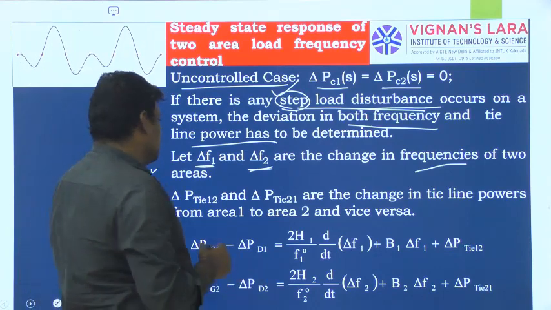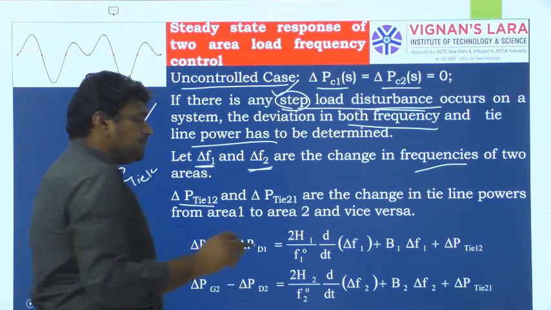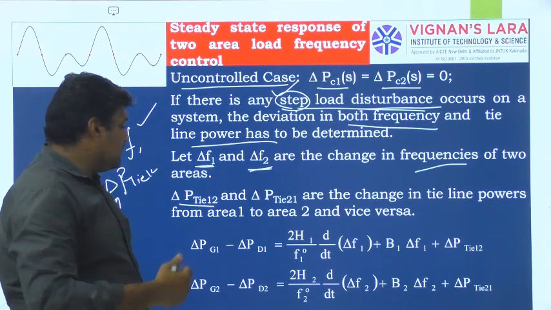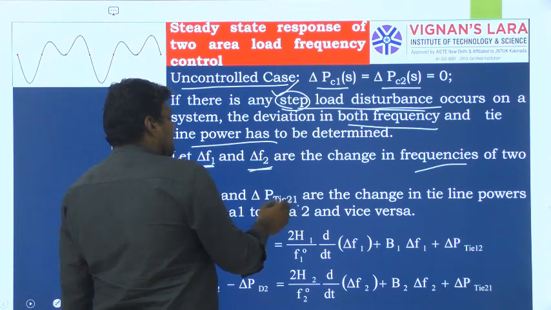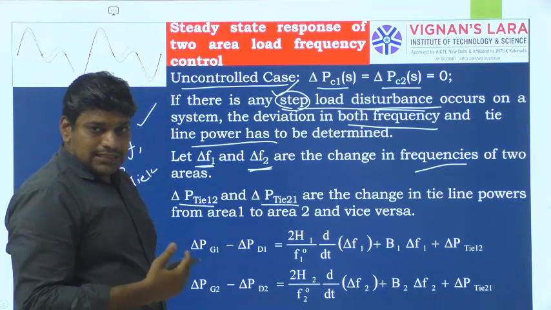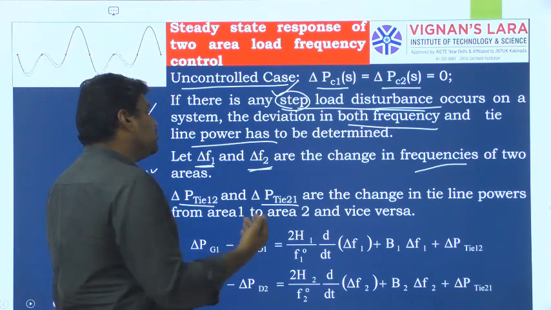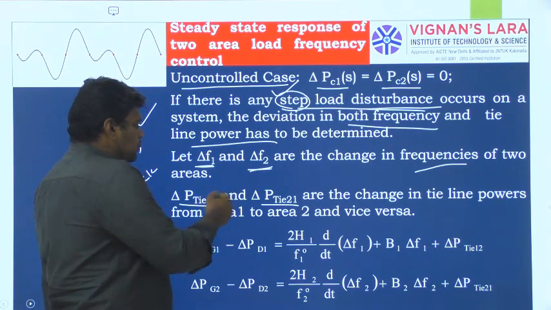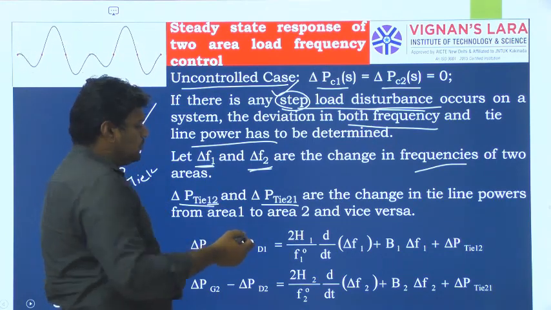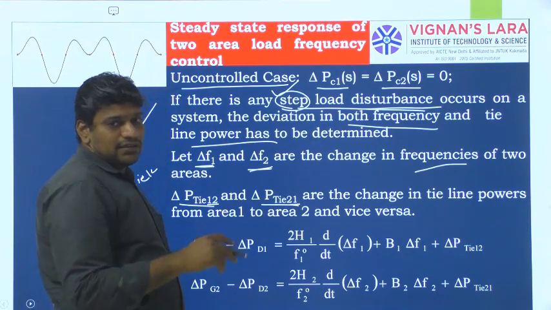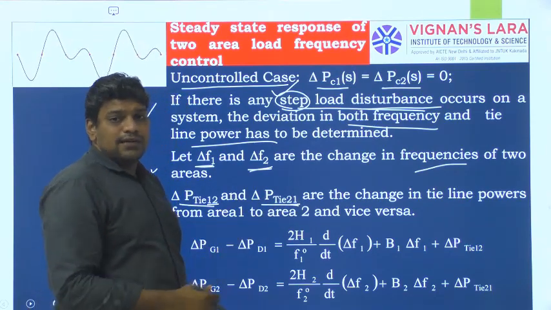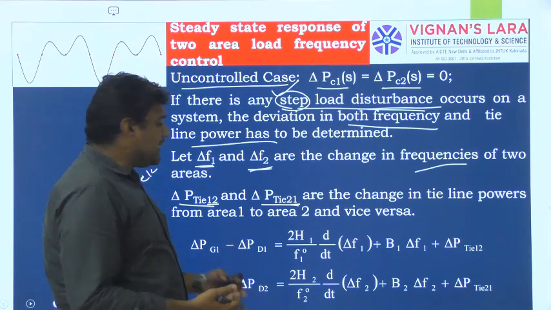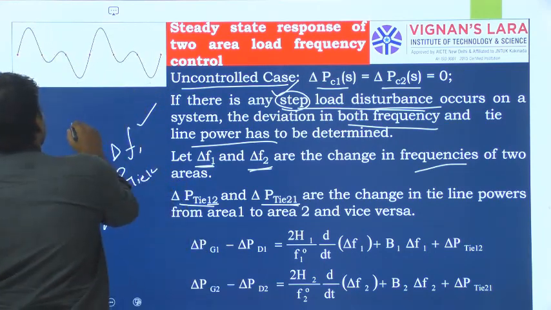So these two parameters. And next, delta P tie 12, that is the change in tie line power from area 1 to area 2. And delta P tie 21, that is the change in tie line power from area 2 to area 1. 12 means area 1 to area 2. 21 means area 2 to area 1, the power transfer from area 2 to area 1. Of course, these two are equal in magnitude. Delta P tie 12 is equal to delta P tie 21.